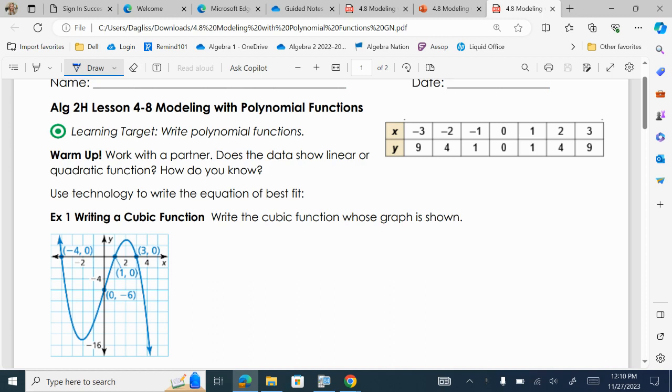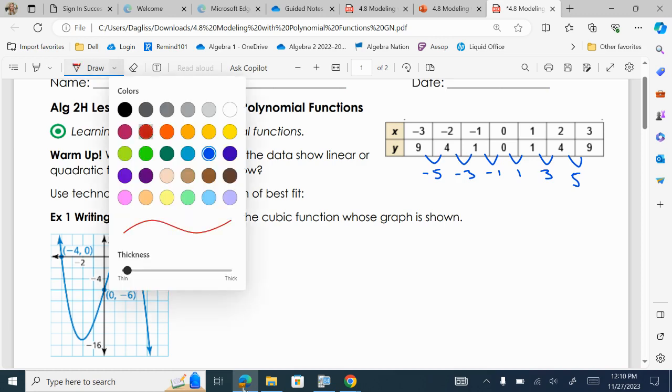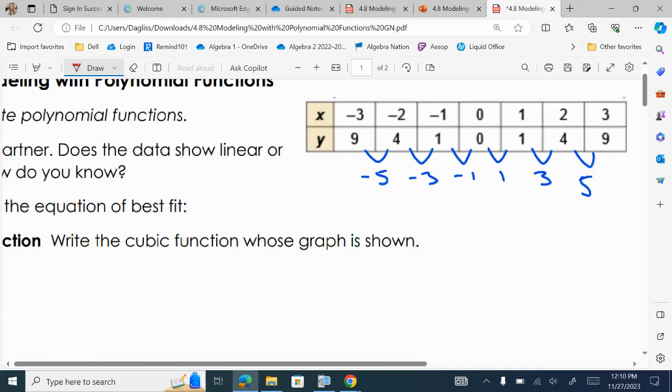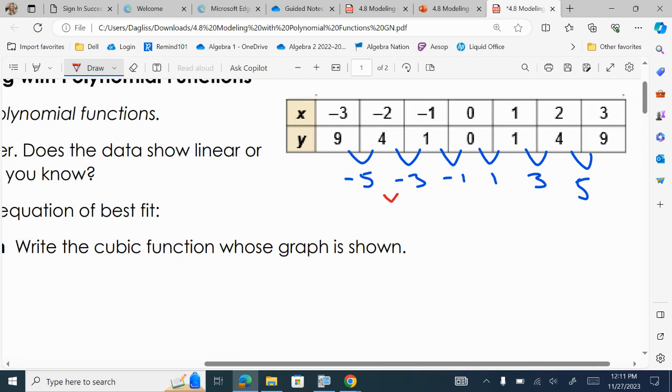Your y's. How about 9 to 4? That's down 5. How about 4 to 1? Down 3. Uh-oh. 1 to 0, 0 to 1, 1 to 3, and 4 to 9. So my first difference was not the same. But what if you did it again? Remember doing this? How about -5 to -3? That's up 2, right? -3 to -1, up 2, up 2, up 2, and up 2.